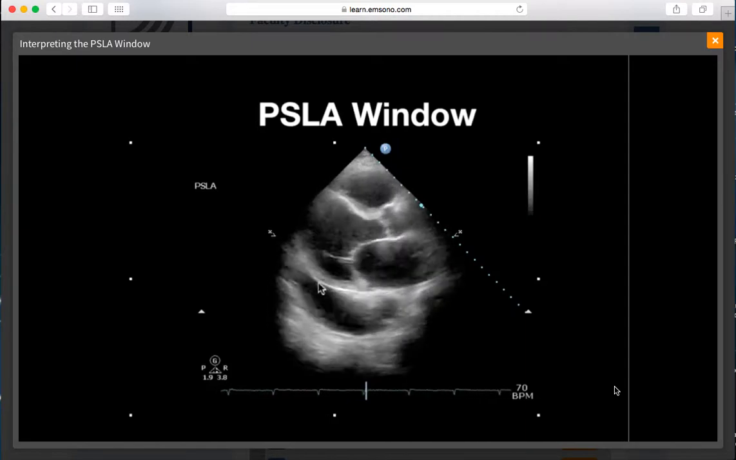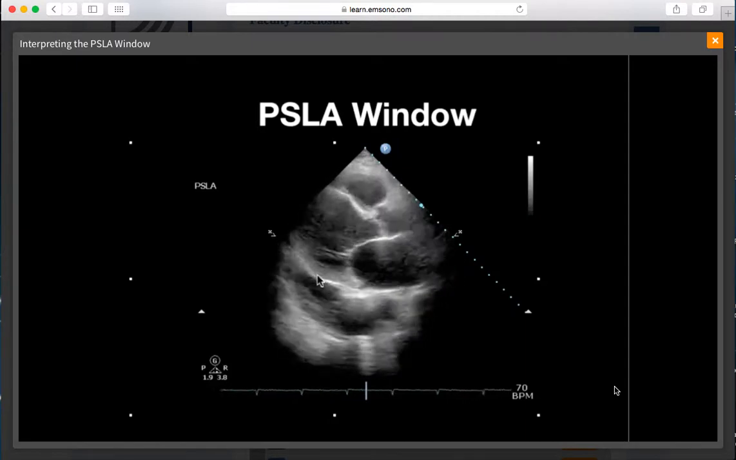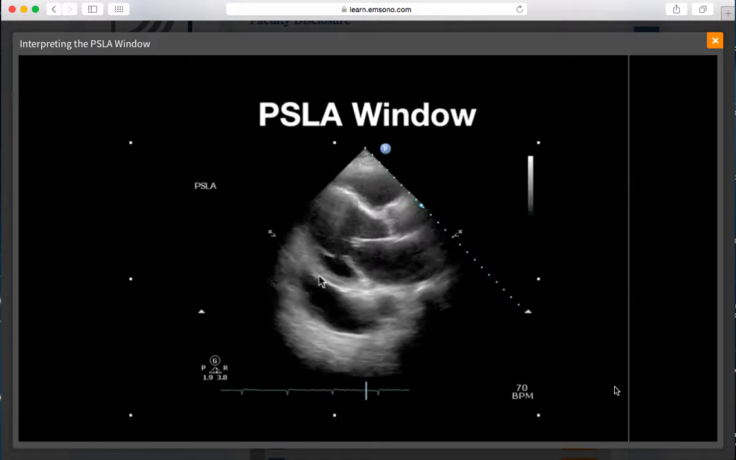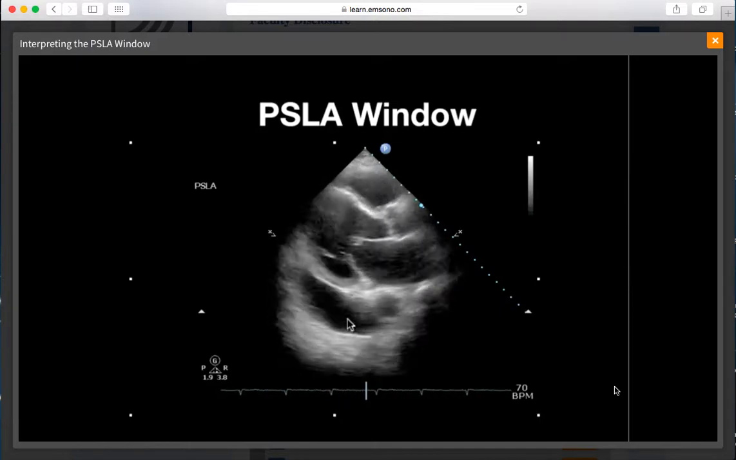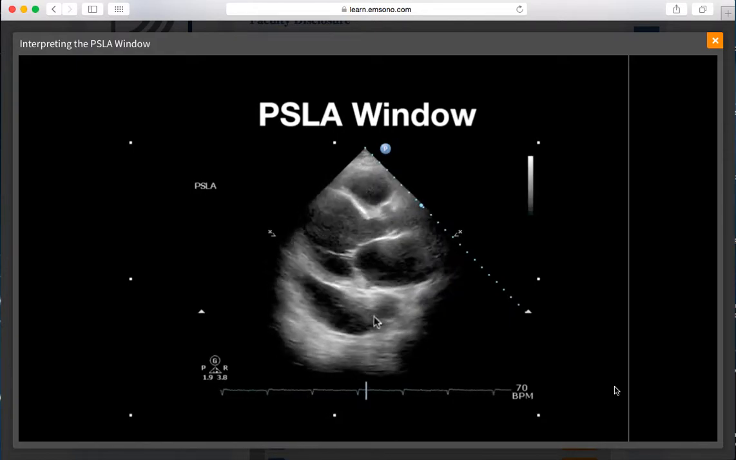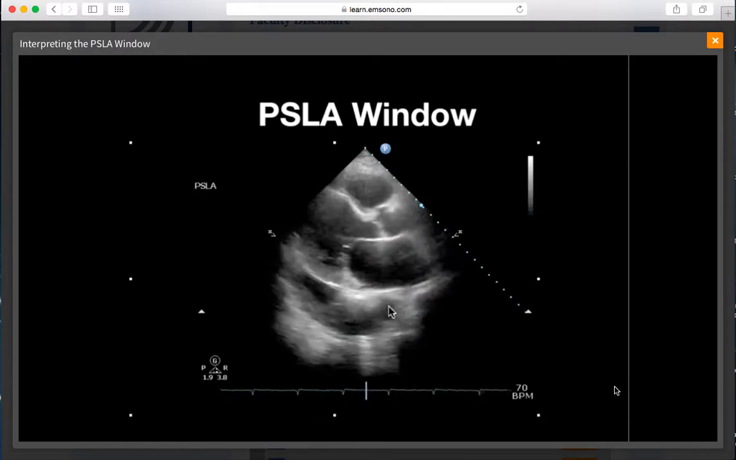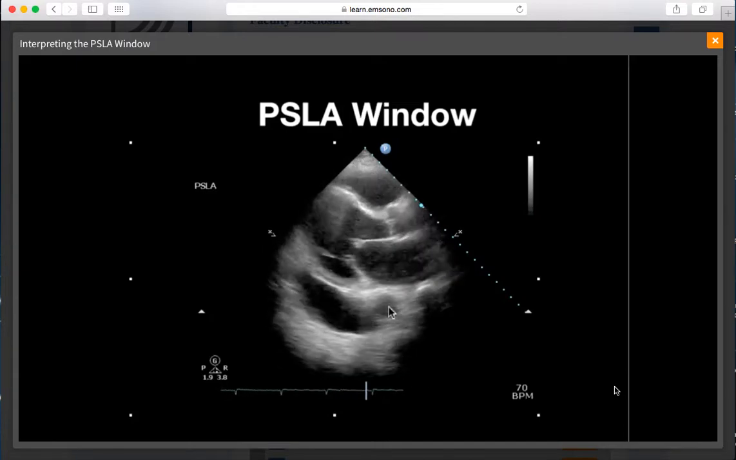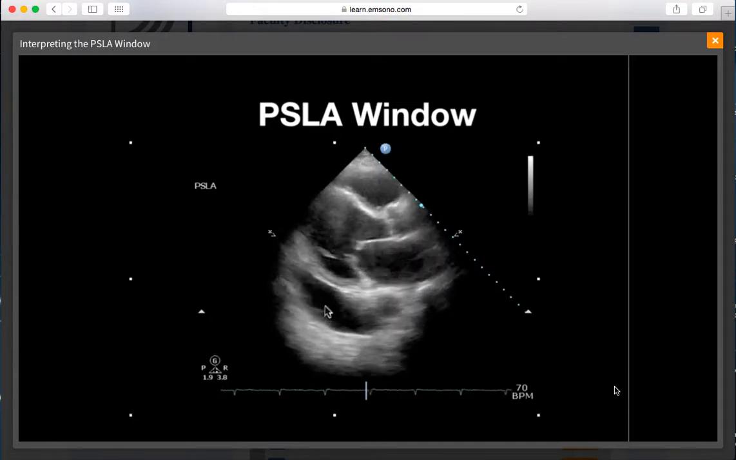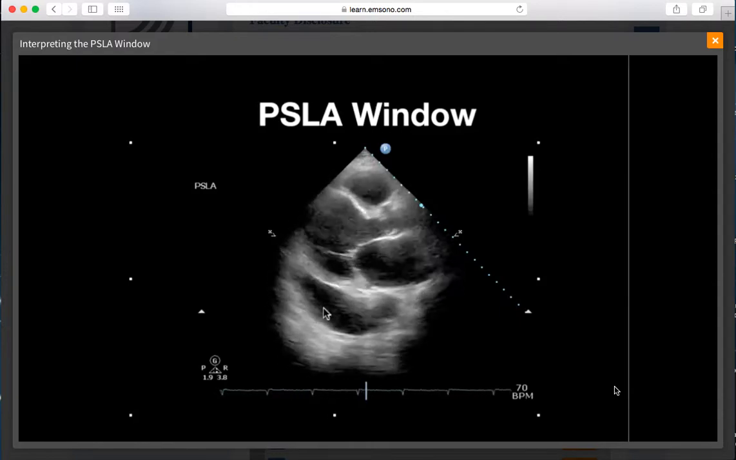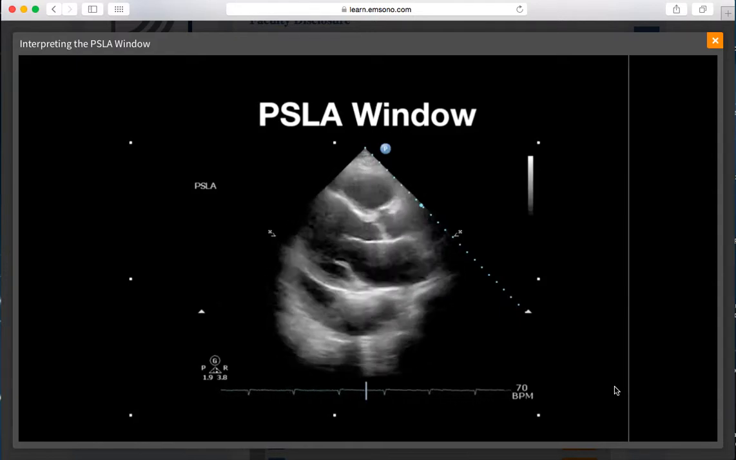If you look closely, there may be a very, very tiny pericardial effusion here, but this large fluid collection here is a left pleural effusion. And the way you know that for certain is you look at the descending aorta to see, does the fluid collection extend over the top? And in this case, it doesn't, so it's a left pleural effusion.